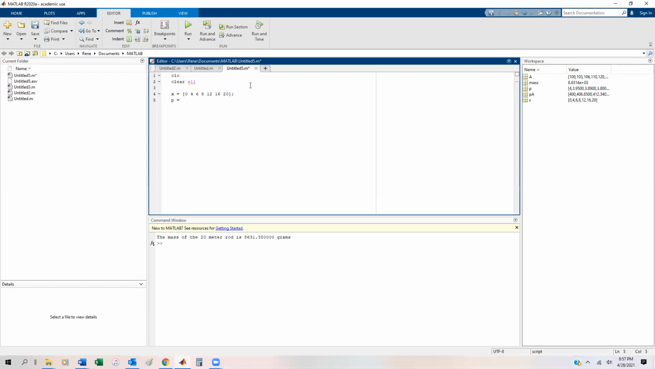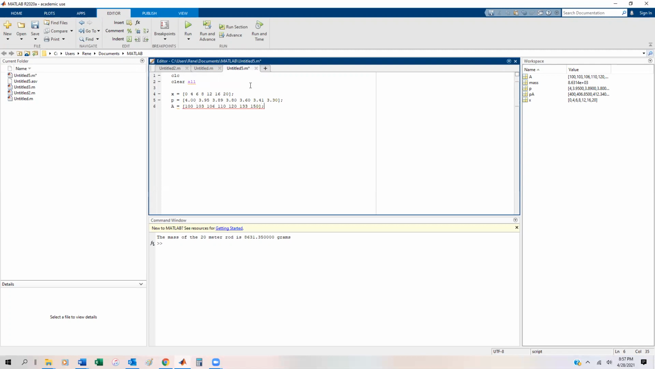The density at each point is going to be 4, 3.95, 3.89, 3.80, 3.60, 3.41, and 3.30. And then finally, the cross-sectional area, which I'm going to call A, is going to be equal to 100, 103, 106, 110, 120, 133, and 150.